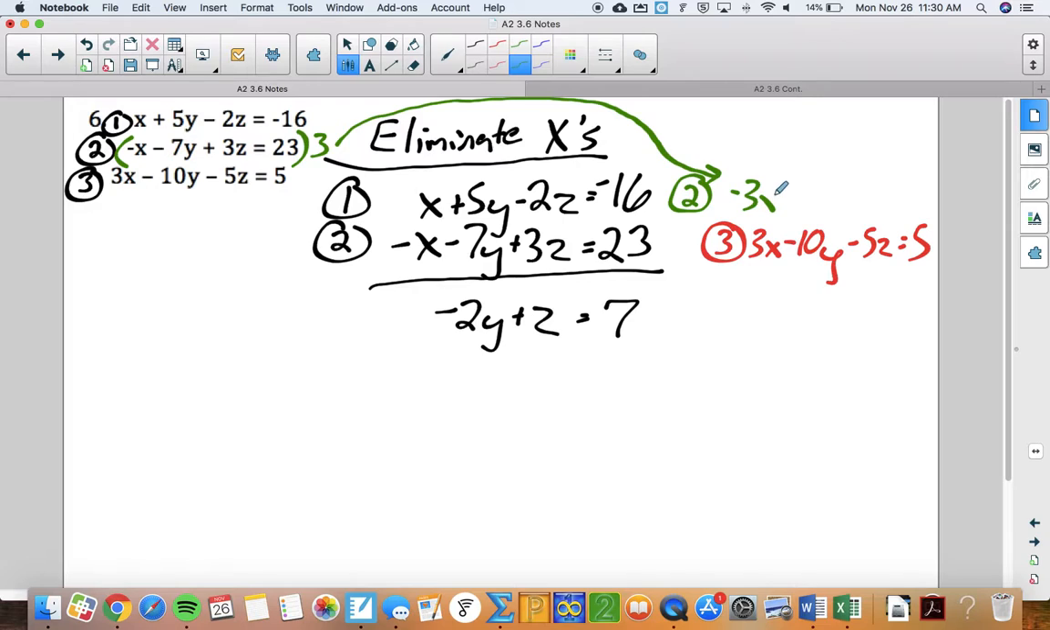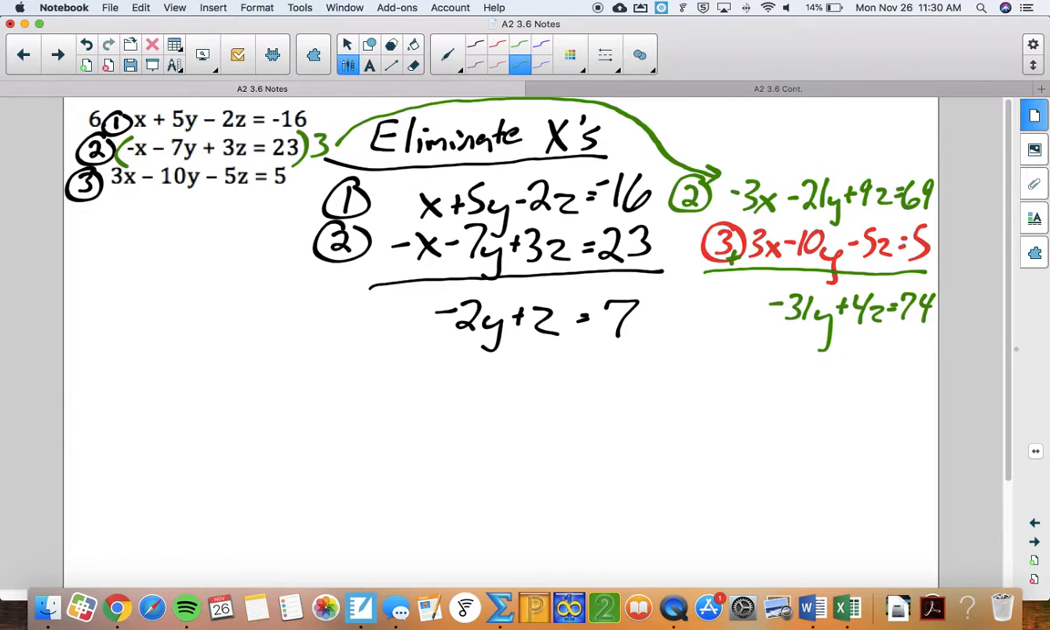So we get negative 3x minus 21y. Ooh, and here comes the z. Plus 9z equals 69. Let's see if I tripled everything correctly. Yep, we are good. So now we can add these equations together, and the x's cancel out. Whew. We get negative 31y plus 4z equals 74.